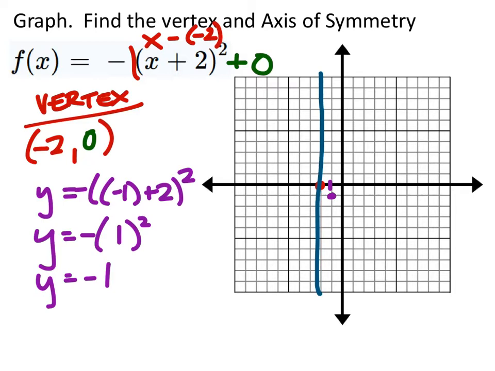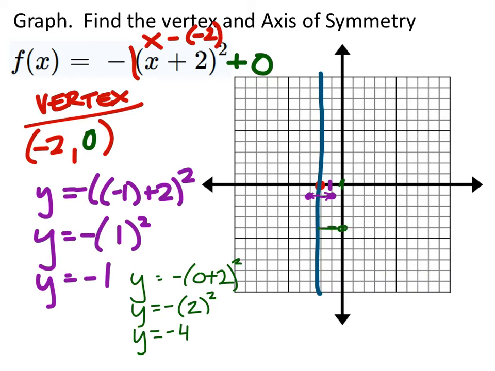Since we have the axis of symmetry, and this is 1 unit to the right of the axis of symmetry, the other point would be 1 unit to the left of the axis of symmetry. So we've got these two purple points right there. All right, I'm going to try where x is 0 then, on the y-axis. 0 plus 2 is 2 squared, so the negative of 2 squared is negative 4. y is negative 4. So at 0, I got negative 4 right there.